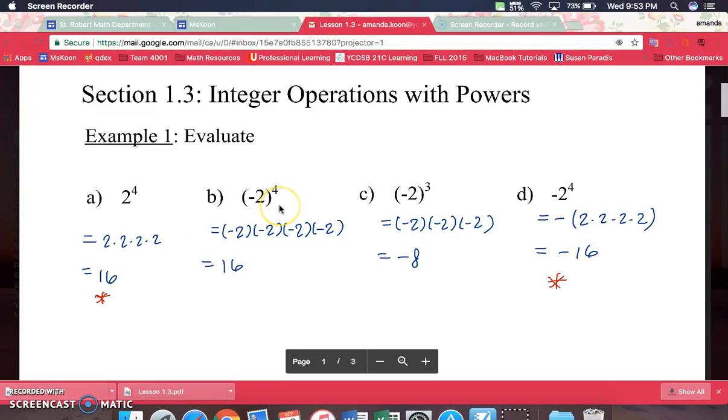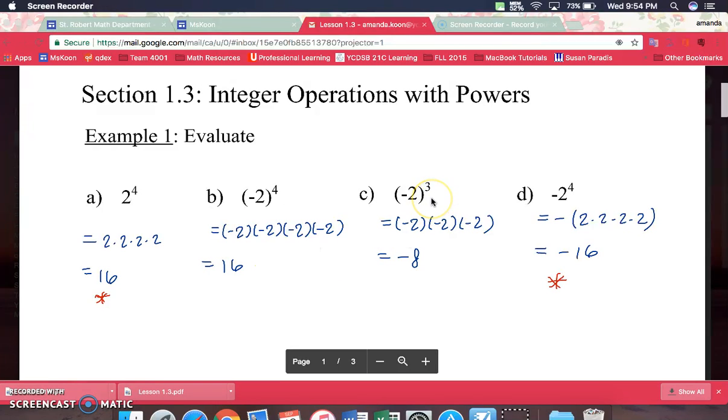Similarly, if you see (-2) to the power of 4, then that means -2 multiplied by -2, -2, and -2. So start with the signs. Negative times negative is positive. Positive times negative is negative. Negative times negative is positive. So positive 16 is your answer.